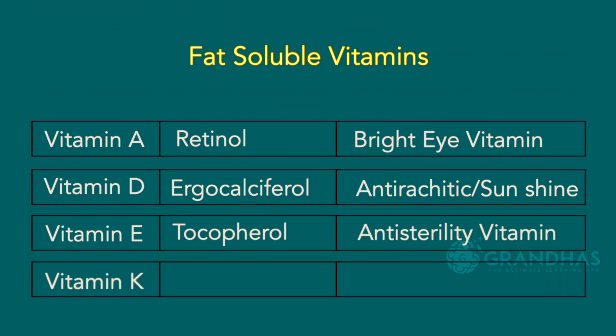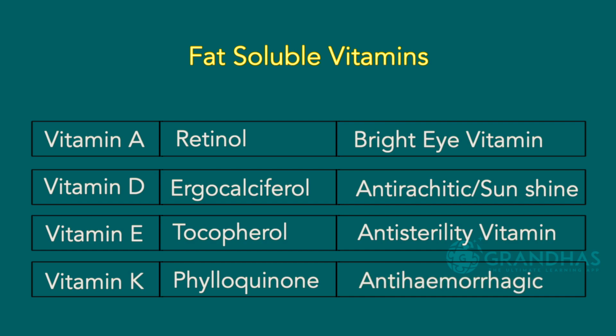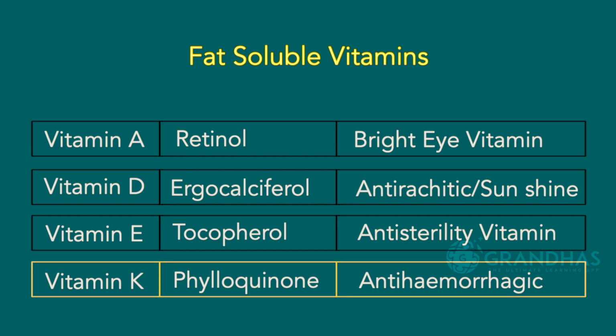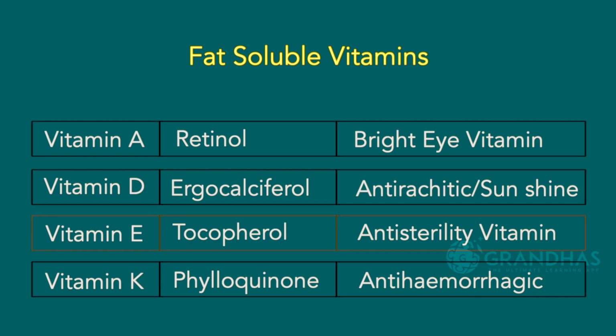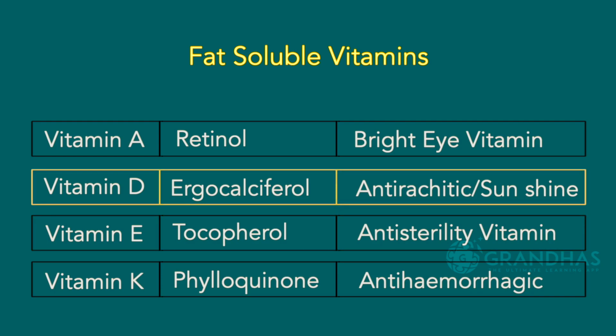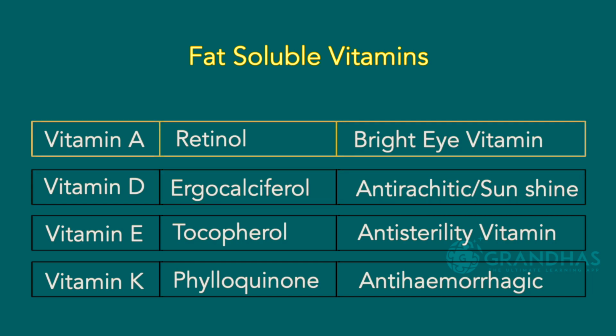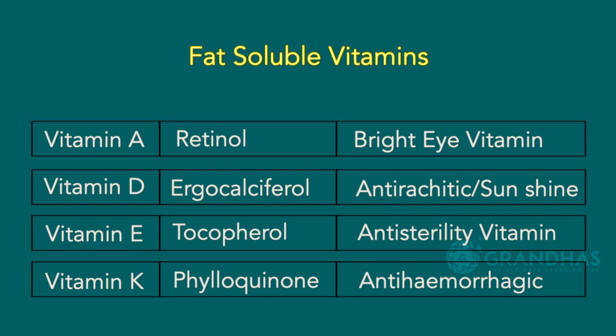Vitamin K, otherwise called phylloquinone, is commonly called the anti-hemorrhagic vitamin. So anti-hemorrhagic vitamin, vitamin K; tocopherols, vitamin E; ergocalciferol, the sunshine vitamin or the anti-rickettic vitamin, vitamin D; and the last one, the bright eye vitamin, which is vitamin A. Now let's learn what are the deficiency diseases caused by these 4 vitamins.